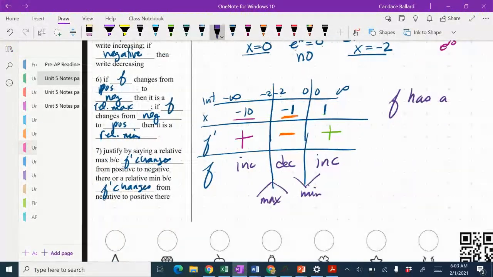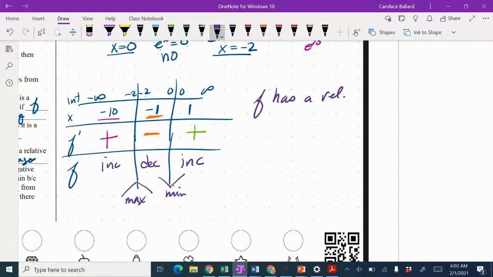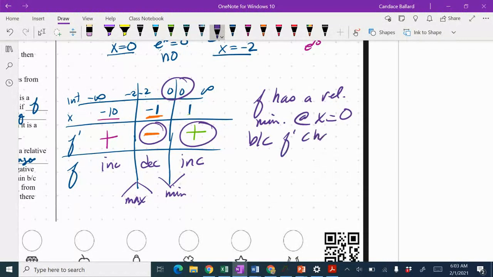So f has a relative min. And again, on the AP test, I would write out these actual words, not abbreviate. At x equals 0, because, remember, use your chart. F prime changes, not F, F prime changes from negative to positive at this point. So because F prime changes from negative to positive at this value, or at this point.